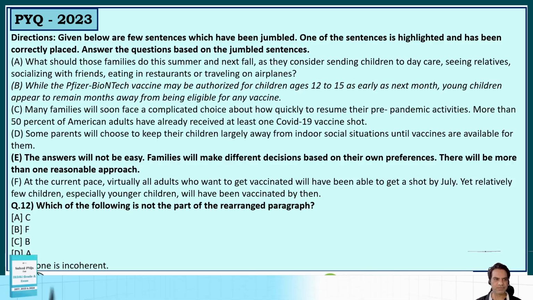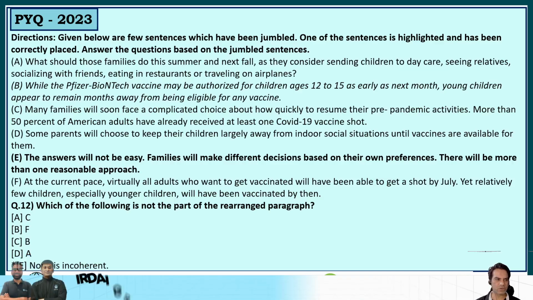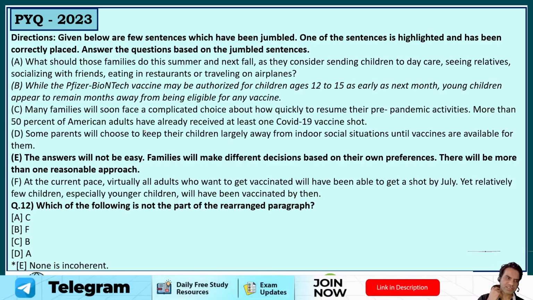Next, now we are given what? You are given a few sentences which are jumbled. So parajumbles. One of the statements is highlighted and has been correctly placed. So option E is correctly placed. Now we have to rearrange the rest of them. Answer the questions based on the jumbled sentences. Okay, so let's rearrange them, guys.